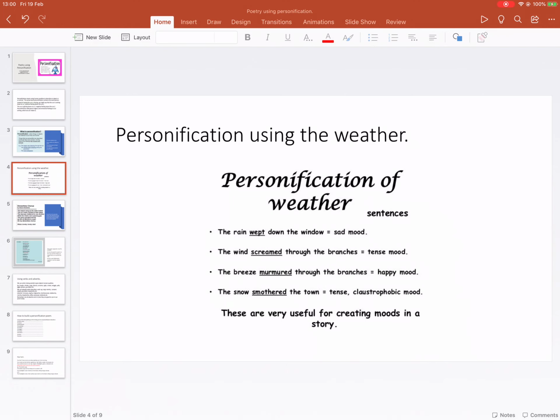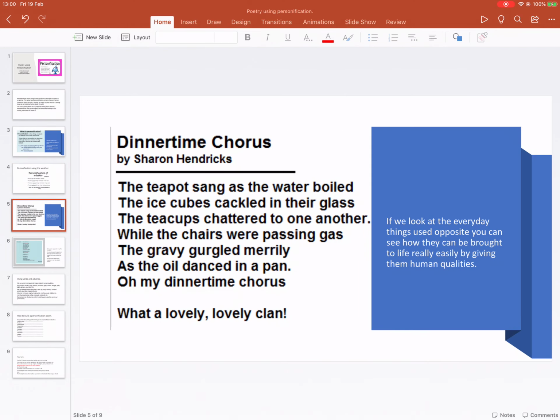So let's have a look at this one. This is one I really like. It's called Dinner Time Chorus by Sharon Hendricks. The teapot sang as the water boiled. The ice cubes cackled in their glass. The teacups chattered to one another while the chairs were passing gas. The gravy gurgled merrily as the oil danced in a pan. Oh, my dinner time chorus, what a lovely, lovely clan.